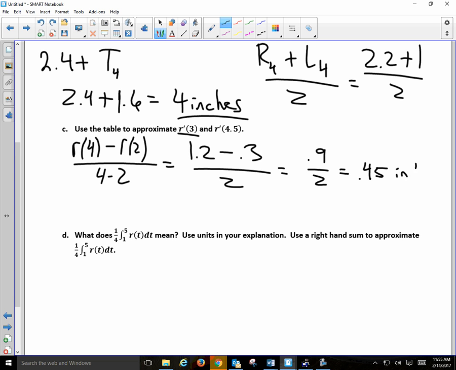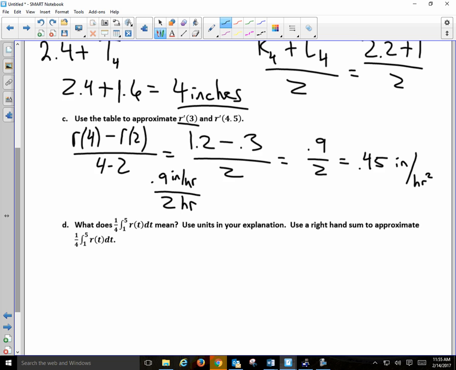Close. We're taking the rate of a rate, right? Rate of a rate. Okay. If you think about the label, it's 0.9 inches per hour, and then inches per hour, and then we're dividing that by 2 hours. And if you would just multiply by the reciprocal, that's what causes your label to be squared. Okay.